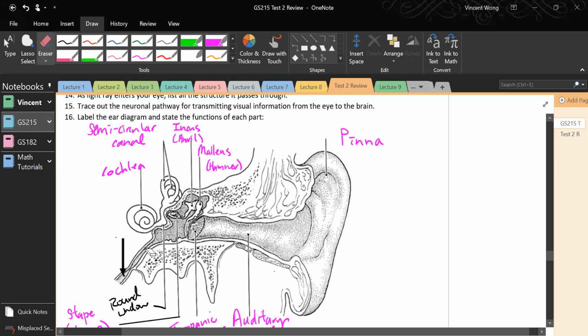Okay, and finally, this tube that is normally closed, but it will open when you swallow. That is the eustachian tube. The function of the eustachian tube is to equilibrate the pressure in your head with the environment.